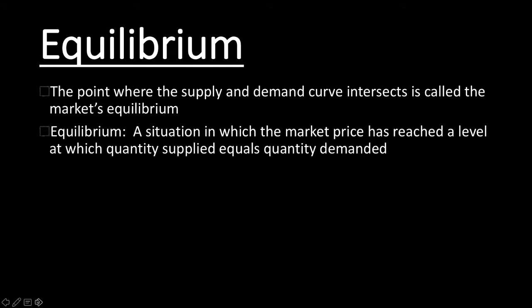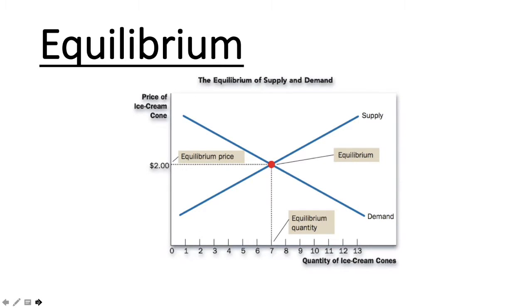Equilibrium is really the situation where the quantity supplied and the quantity demanded are equal. So equilibrium kind of means balance, and it's the point where quantity supplied and quantity demanded come into balance. The equilibrium price is also known as the market clearing price. And to find equilibrium price, what we're really going to do is find the point where the supply and demand curve intersect one another.